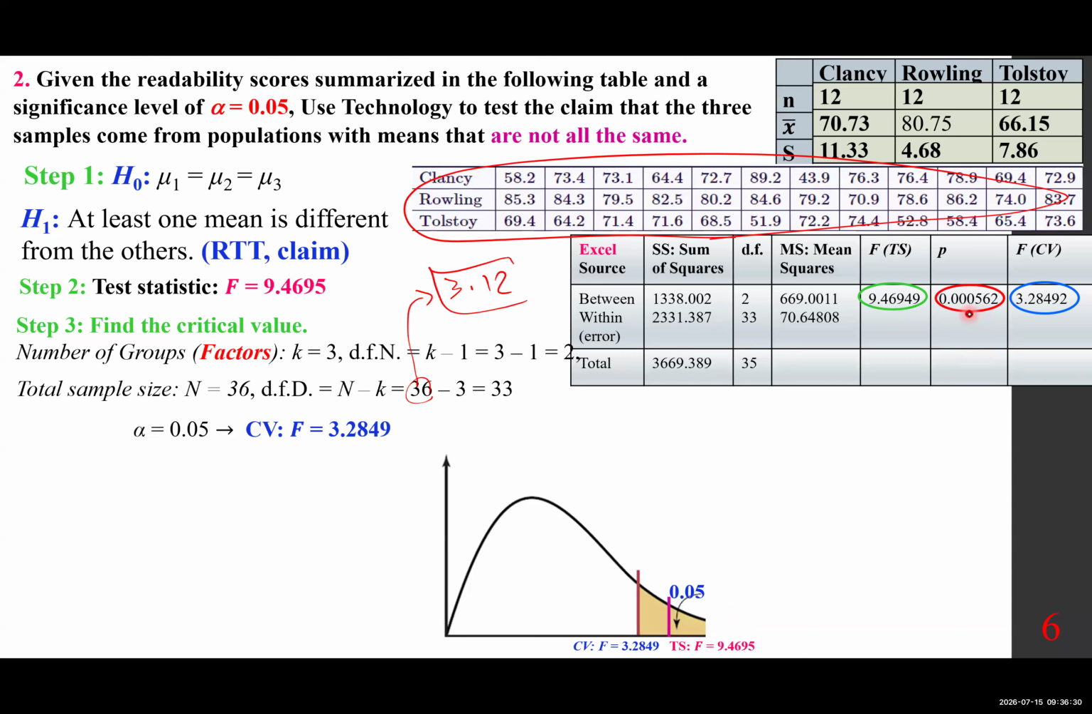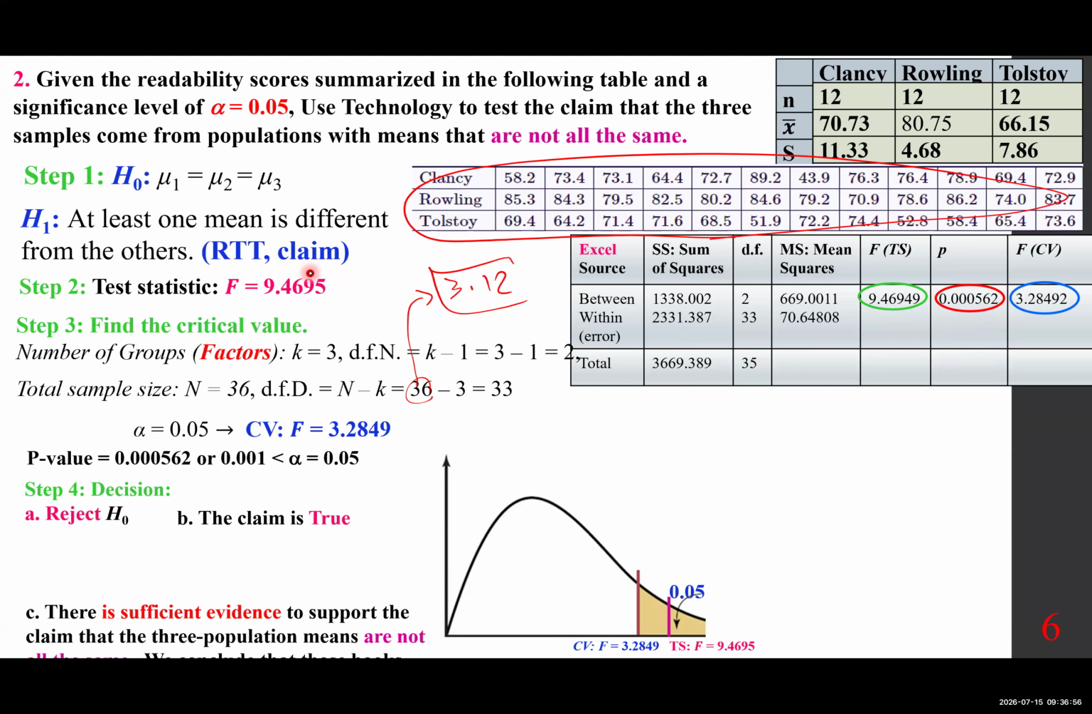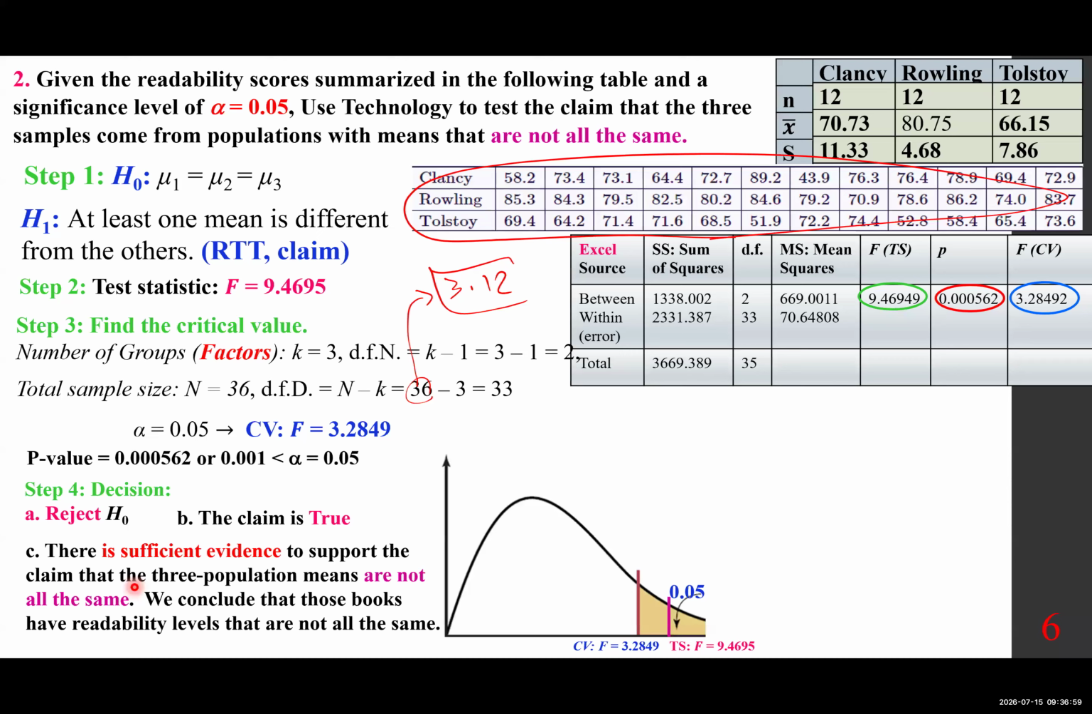And if you look at the p-value, it's less than alpha 0.05. Both of them result in the same thing, which means reject H0. Again, remember, clearly this is in the rejection region. When the p-value is less than alpha, reject H0. So if you're rejecting H0, loosely put, you accept H1, the claim becomes true, and you rewrite as follows. There's sufficient evidence to support the claim that the three population means are not all the same. We conclude that those books have readability levels that are not all the same.